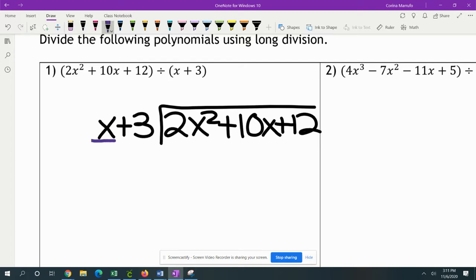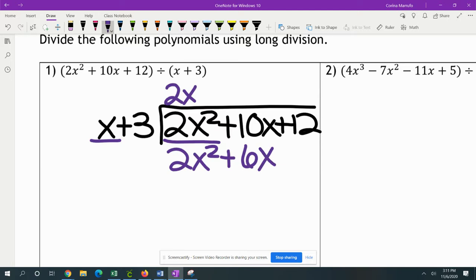So the way that you do this is you look at x, and here you have 2x squared. Okay, so you look to see x times what is going to give you 2x squared. So x times 2x would give us 2x squared. Okay, so then we take the 2x and multiply it times the x. That gives us 2x squared. We take the 2x and multiply it times the 3. That gives us plus 6x.